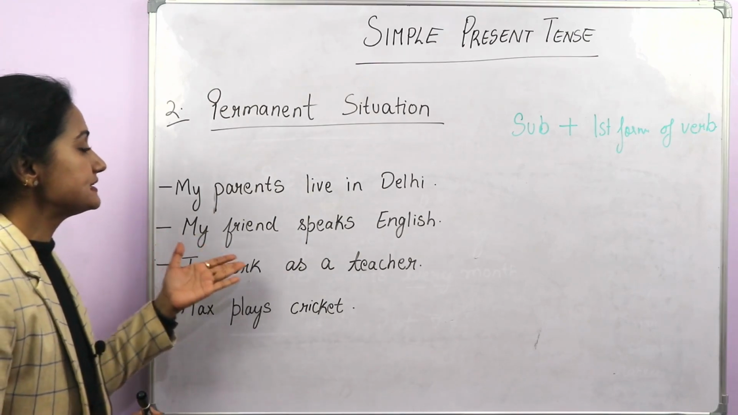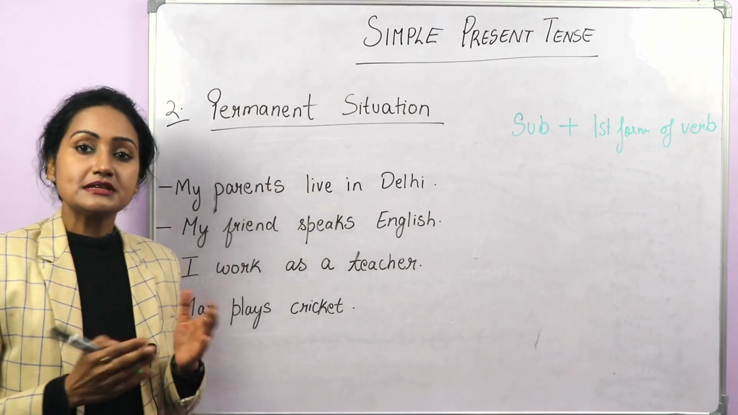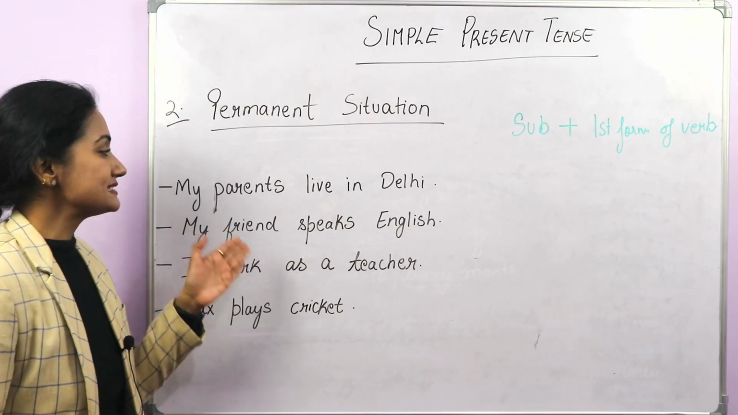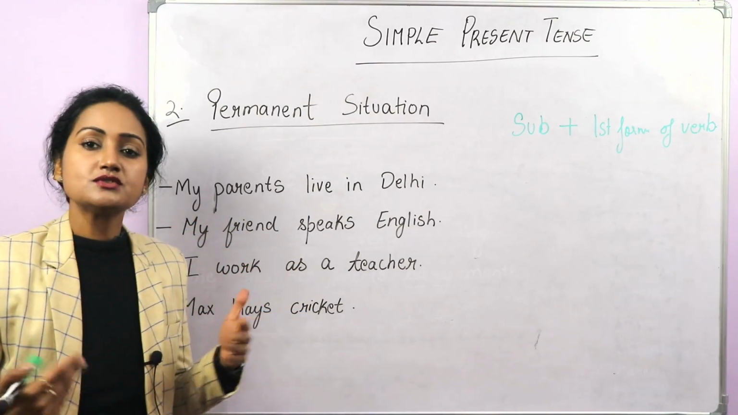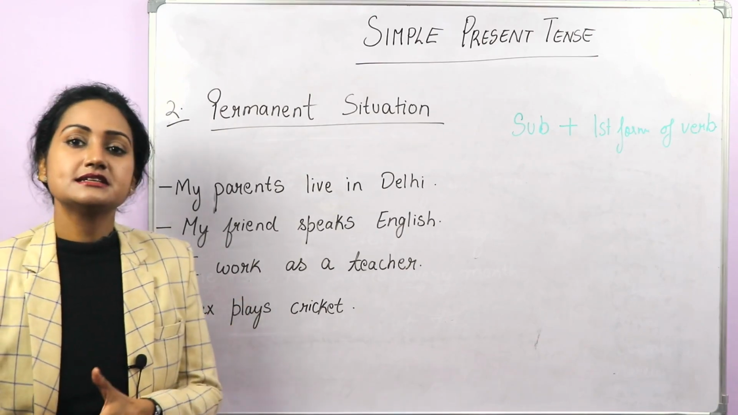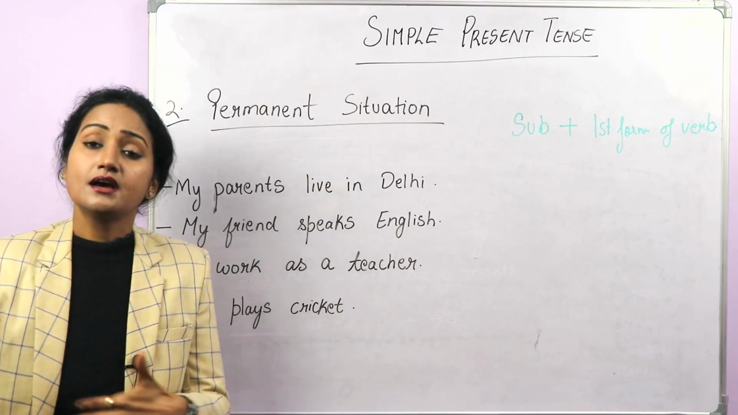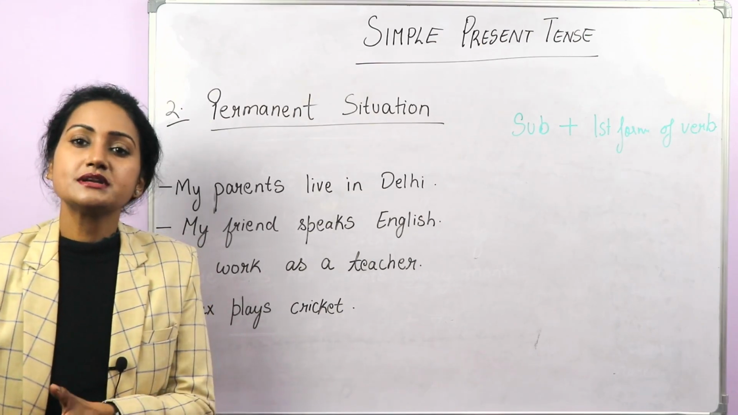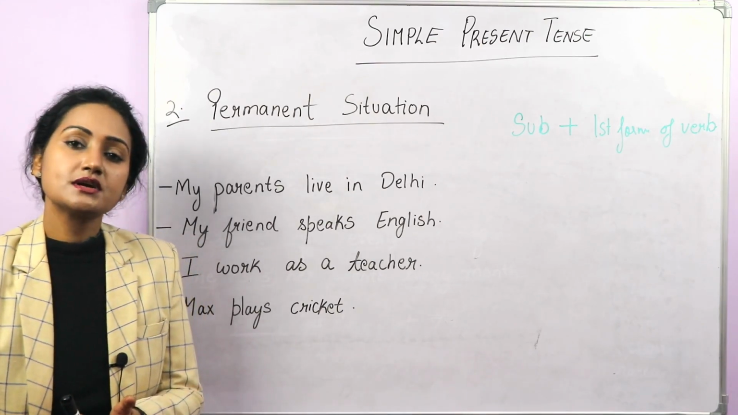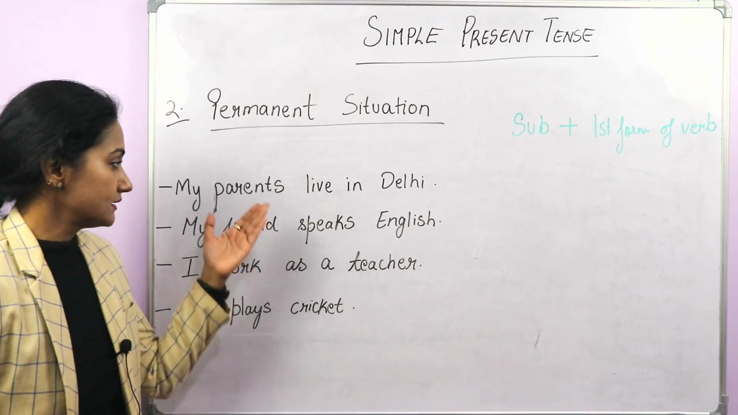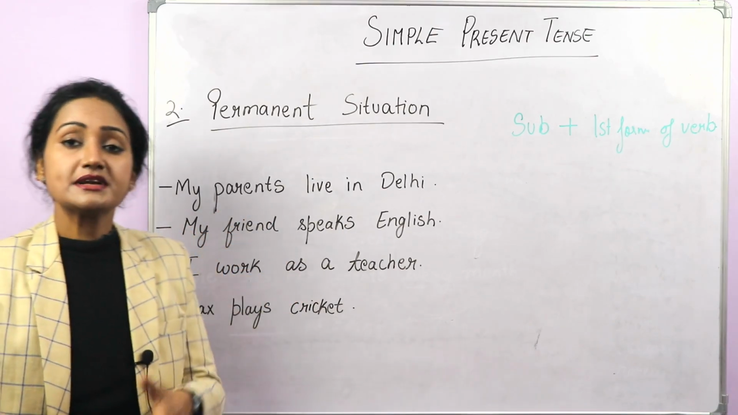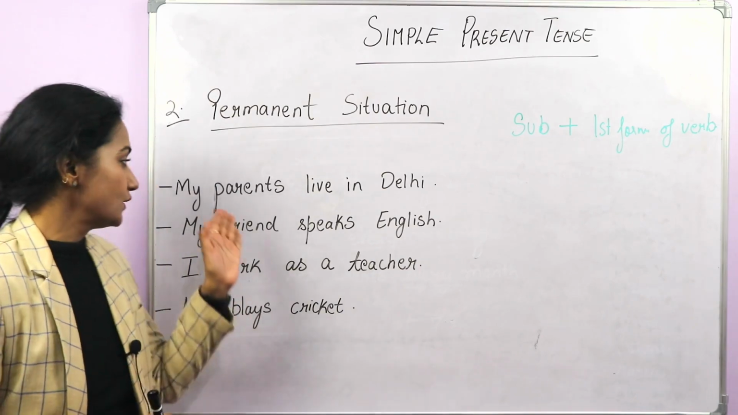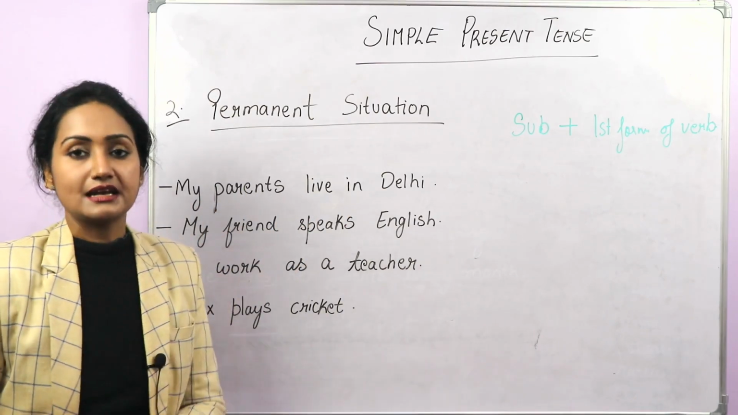First is my parents live in Delhi. So this is a permanent situation. If I frame it like my parents are living in Delhi, it sounds like my parents are living in Delhi for 2 days or 2 weeks, or my parents are living with me for 2 months. So that is a temporary situation. But whenever you are talking about a permanent situation, that means they have a permanent house there, you will use simple present tense. Okay, my parents live in Delhi.